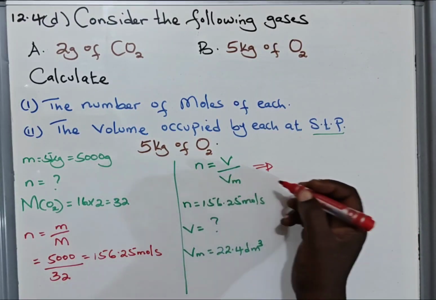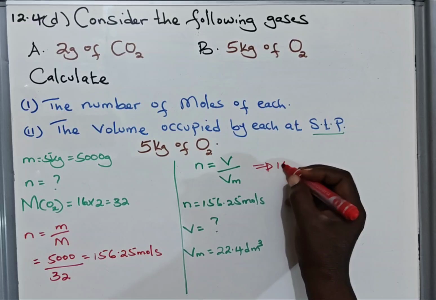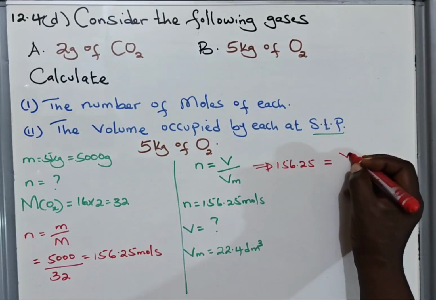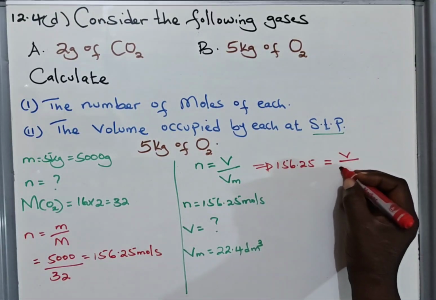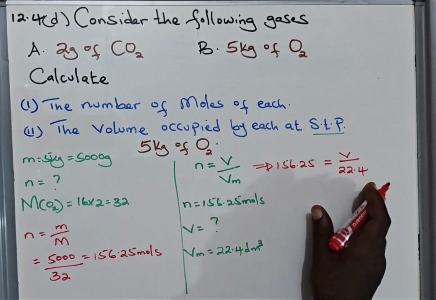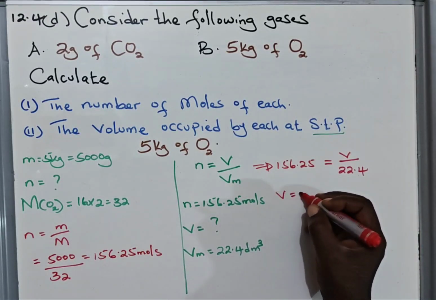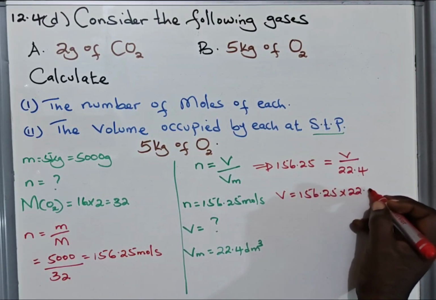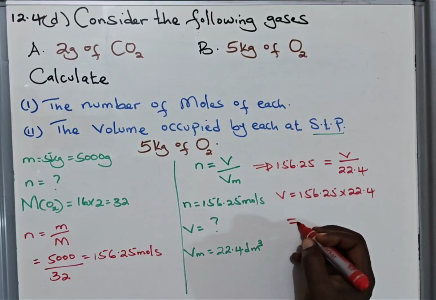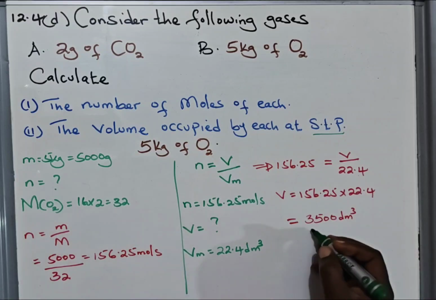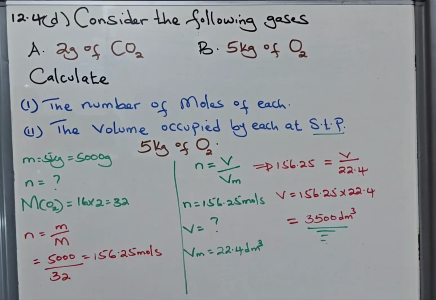n is 156.25. The volume wanted is there, but the molar volume is 22.4 cubic decimeter. So from here, what do we do? We cross multiply. You get 156.25 times 22.4, giving us 3,500 cubic decimeter.